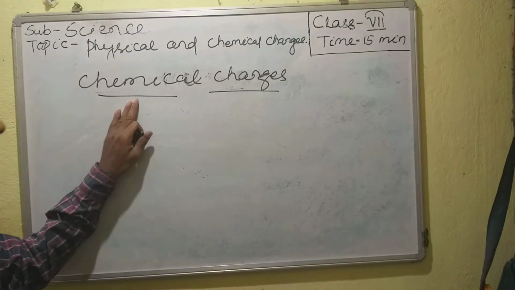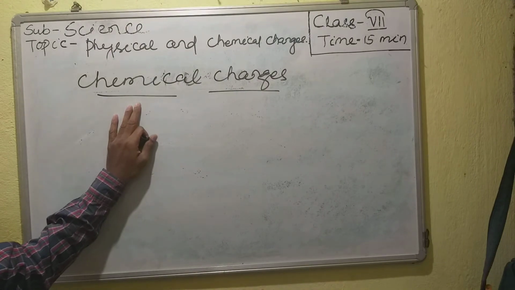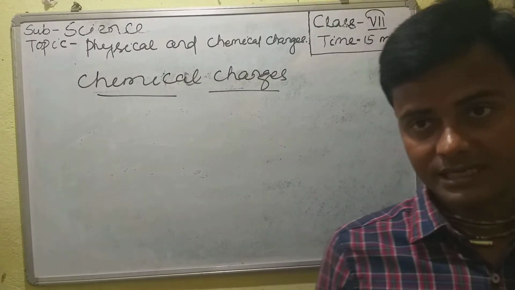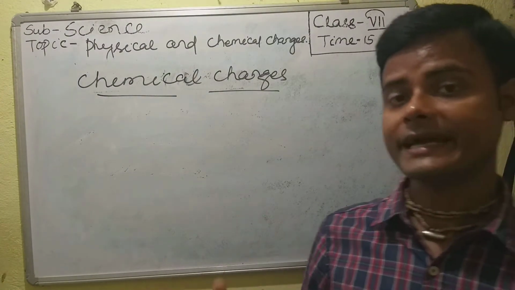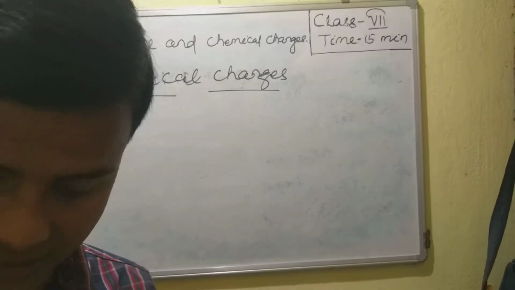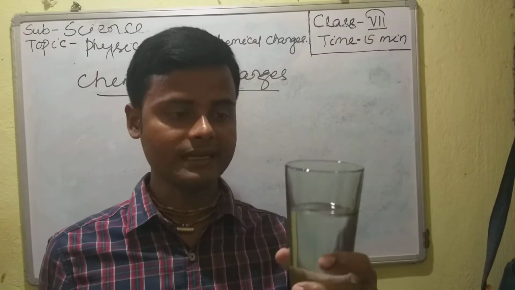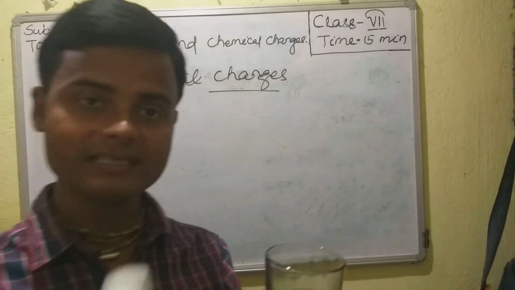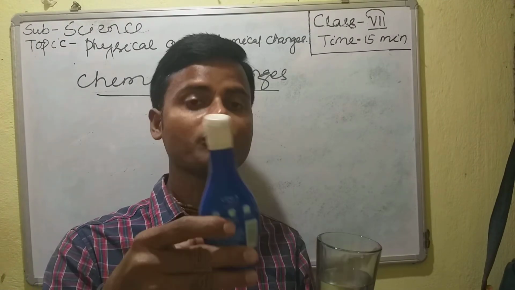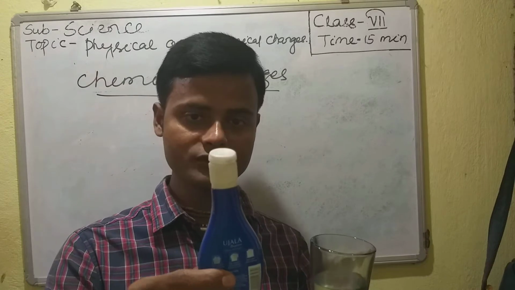From the word we can say that chemical changes mean a change in the chemical property of the substance. Chemical property of the substance means the oxidation and the reactivity of the substances. For example, this is a glass of water, right? It is Ujala. You know this.